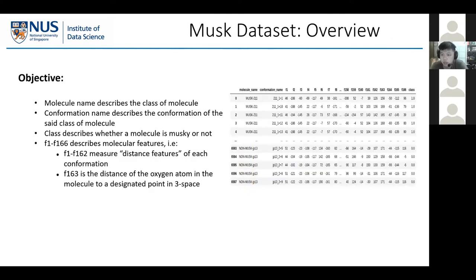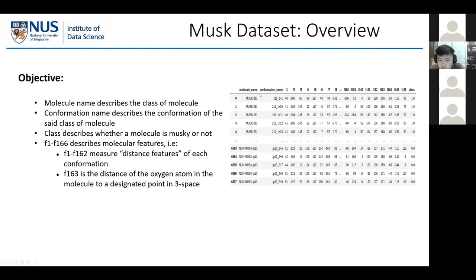But for now, let us look a bit at the actual data, so I can better describe what the bag is in this case, what the instances are, and what the features are that describe this particular data set. As you can see here on the right, we have a table of this MUSK data set. We have this column called molecule name, which is basically just the class of the molecule. We have MUSK211, for example, so this particular row is associated with the molecule MUSK211. And there's a column that says conformation name, which describes the conformation of the molecule. So each row here is actually the features of a particular conformation of a molecule, and so this is our instance.